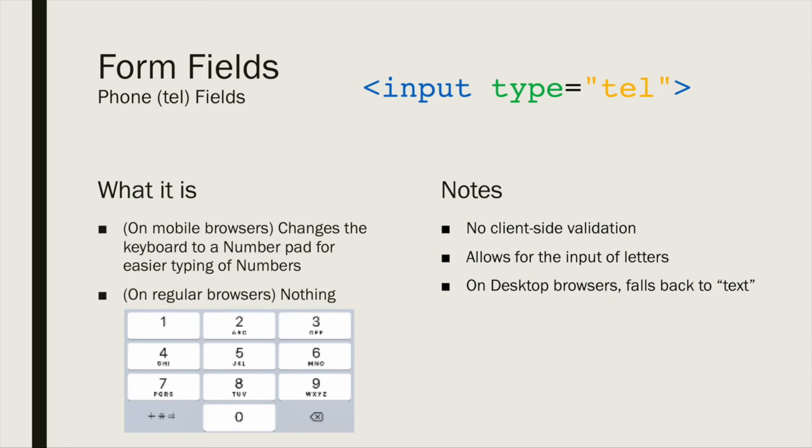On regular browsers like desktops and laptops, it basically does nothing special. It just falls back to the type of text and allows you to put in pretty much anything that you could type. If you have this on a mobile browser, it does allow for the introduction of alphanumeric characters, but it makes it easier once you create a number-based pad for them to work on. There is no client-side validation for this, and again on desktop browsers it falls back to text. So keep that in mind when you're actually working with validation, and we'll get to that in a few videos.